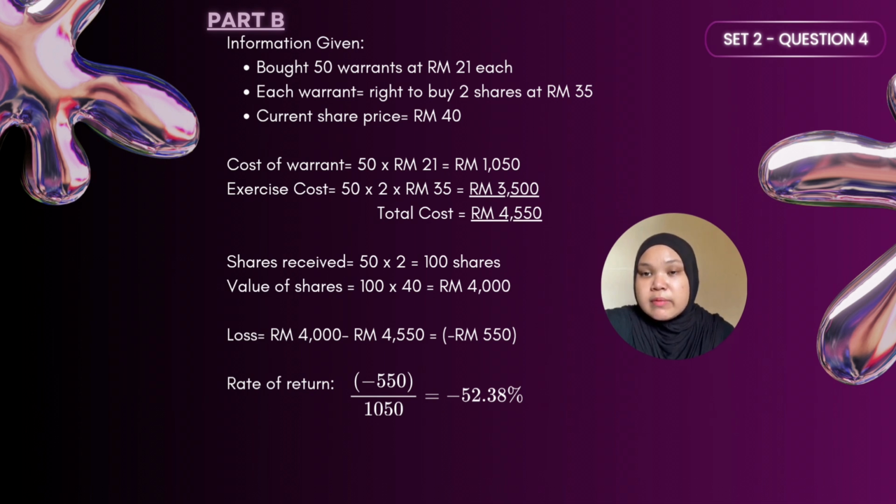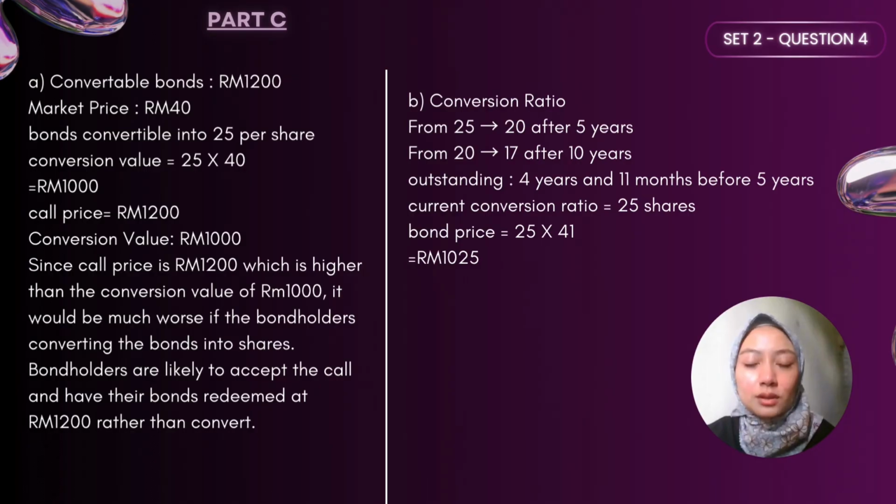Since the market value of the shares is lower than the total cost, High Investment incurs a loss. The loss is RM 4,000 minus RM 4,550, which equals RM 550. To calculate the rate of return, we divide the loss by the initial investment, which is the cost of the warrants. This gives a rate of return of negative 52.38%. This negative return indicates that exercising the warrant resulted in a financial loss. I'll be continuing the presentation with part C of question 4.